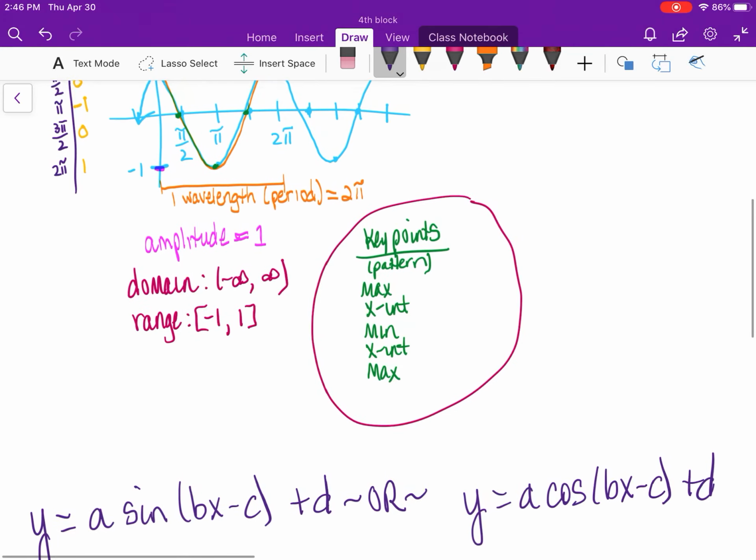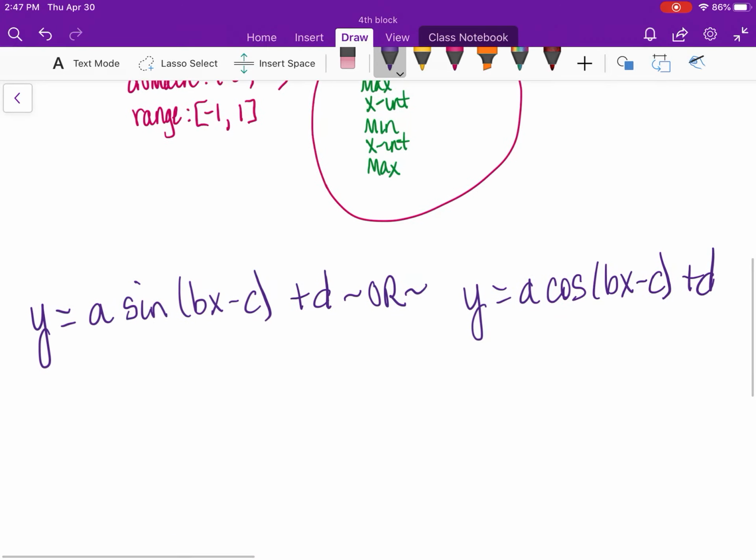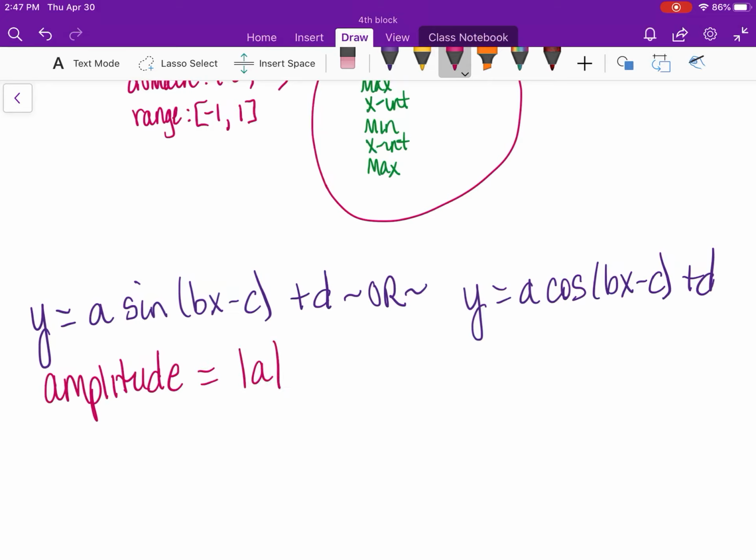If you have a 2 in front of that sine or the cosine, instead of your maximum being at 1 and your minimum at -1, your maximum would be at 2 and then minimum at -2. So it's going to stretch that graph vertically. So first formula, we're going to say our amplitude is the absolute value of a.